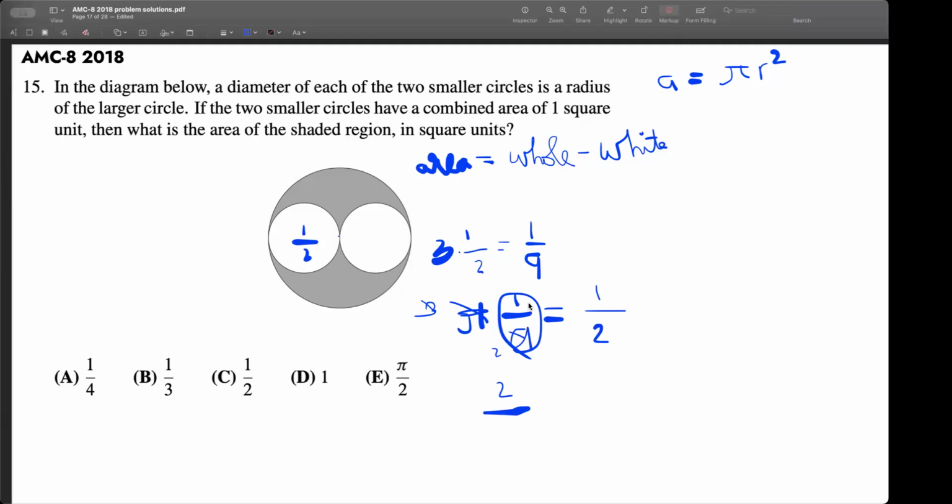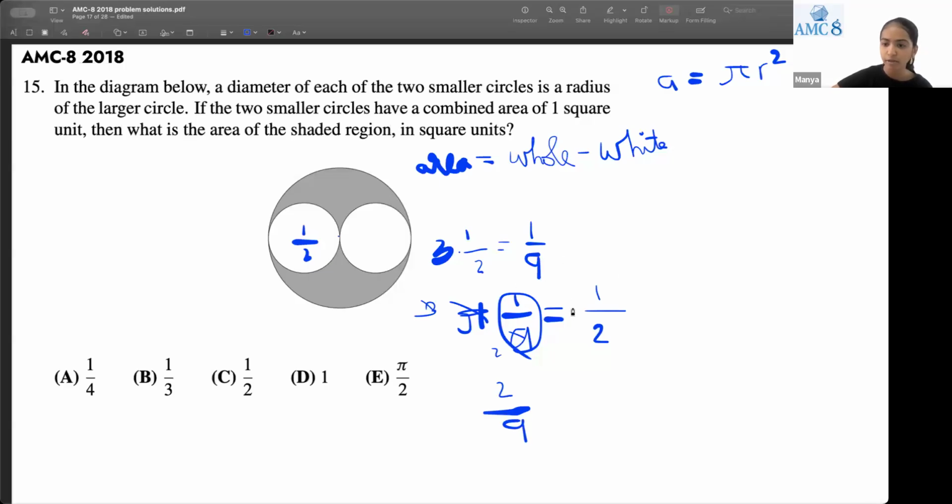But wait, doesn't 3 go into 9 3 times, not 2 times? Oh yeah, well, 3 goes into 9 3 times, but we're going to have to do the square since it's a radius squared. Oh, okay. So it's going to be equal to 2/9. This part won't really matter for now. It won't really matter, okay?